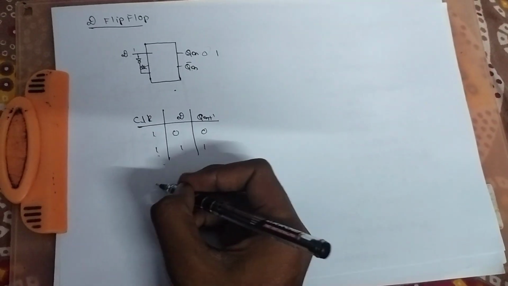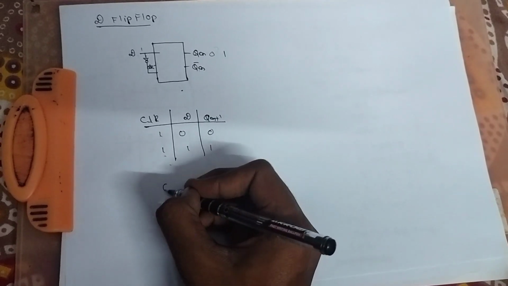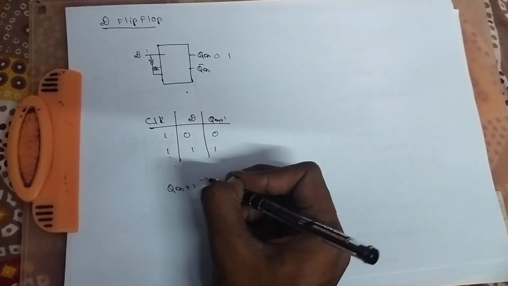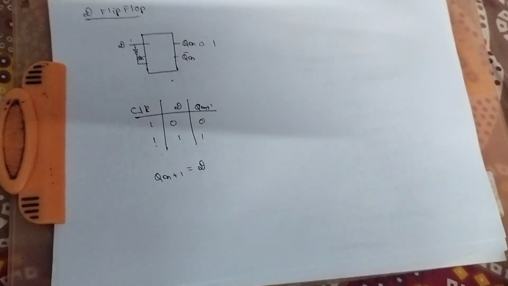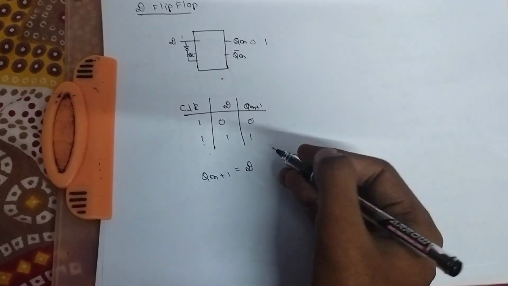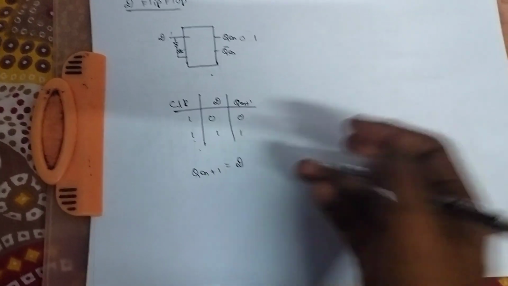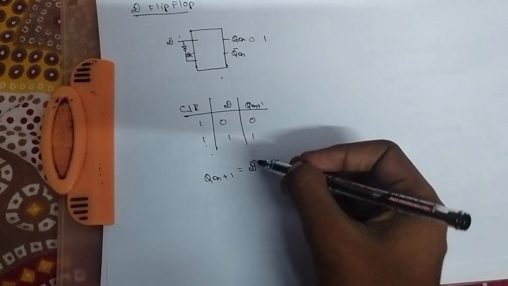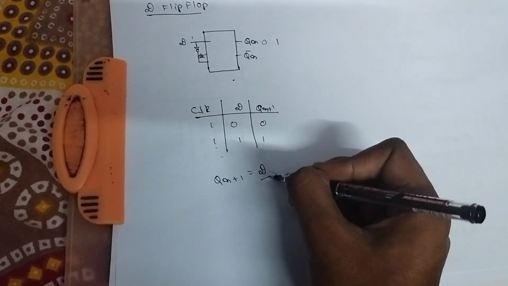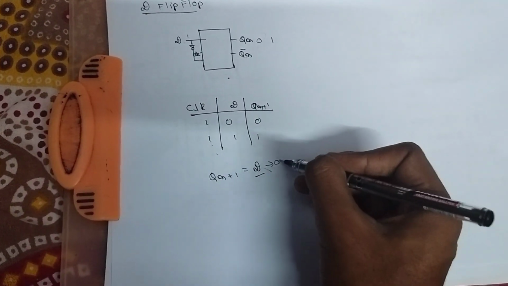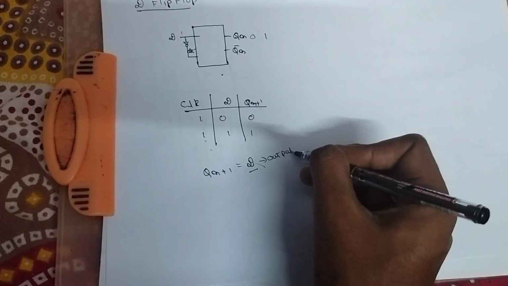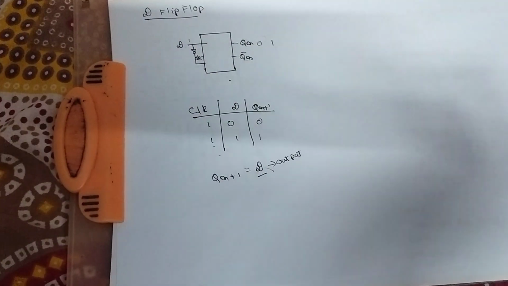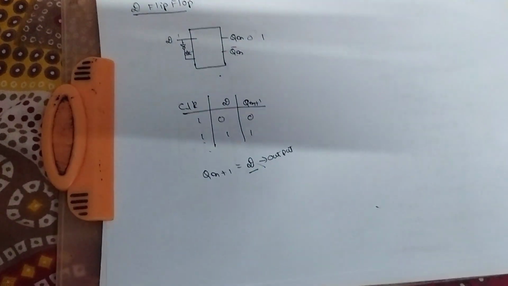Therefore, we can write the D flip-flop equation as Qn plus 1 is equal to D. This means the input D value is the output value. Like this, the D flip-flop works.